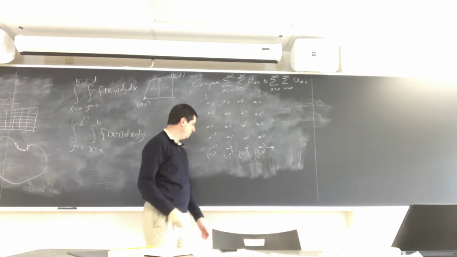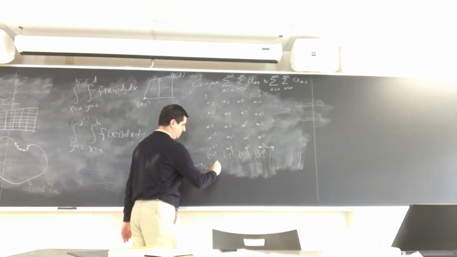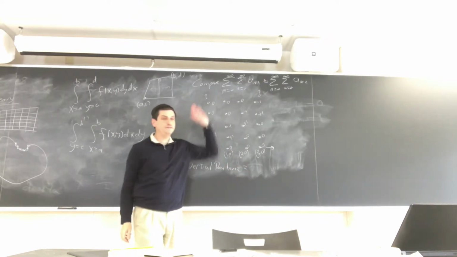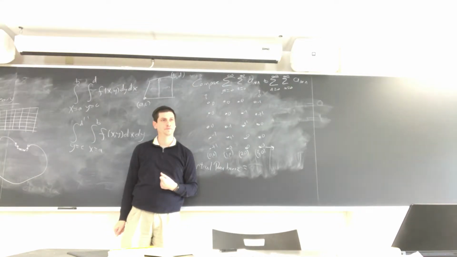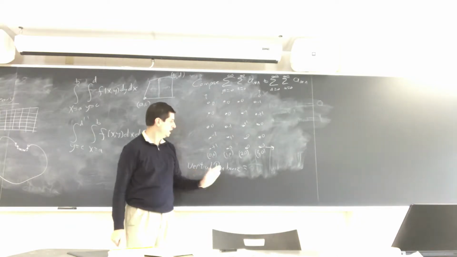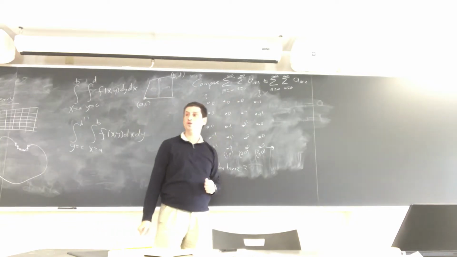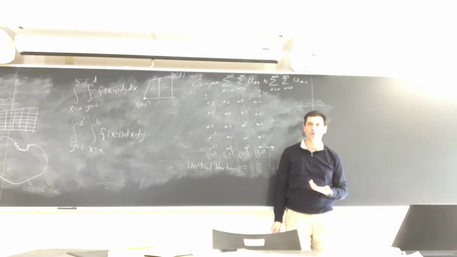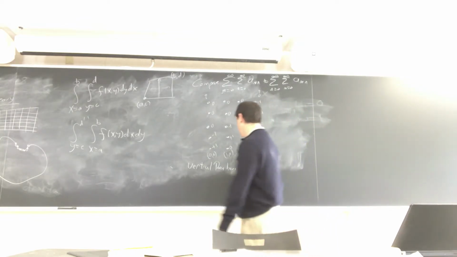So let's do vertical first, then horizontal. If I look at any vertical column, what is the sum in any vertical column? 0. Every vertical column, plus 1, minus 1, they cancel. Plus 1, minus 1, they cancel. Every vertical column is 0. So if I do the vertical sum first, followed by the horizontal sum, what do I get? 0.